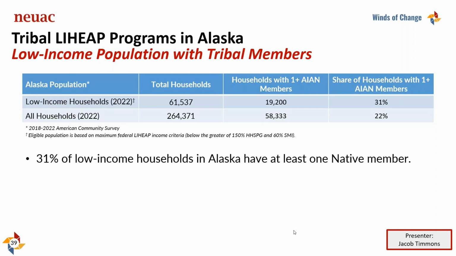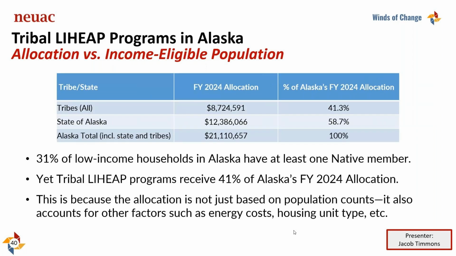Here are some statistics on Alaska Native households living in poverty compared with all households in Alaska. And the purpose of this is to show that even though 31% of low-income households in Alaska have at least one Alaska Native or American Indian member in the house, we receive 41% of Alaska's allocation. And that's due to the really high cost of heating in our tribal areas. And I believe that the amount of funding received could even be higher than that. Some of the costs of living are just much, much higher than in the urban centers of Anchorage, which accounts for most of the population.